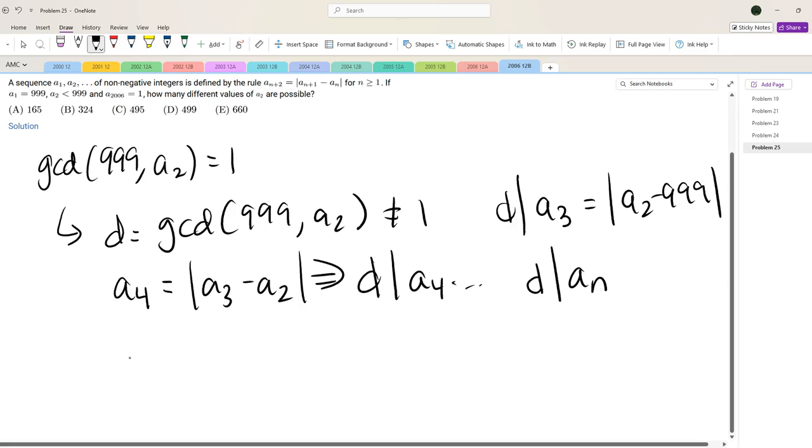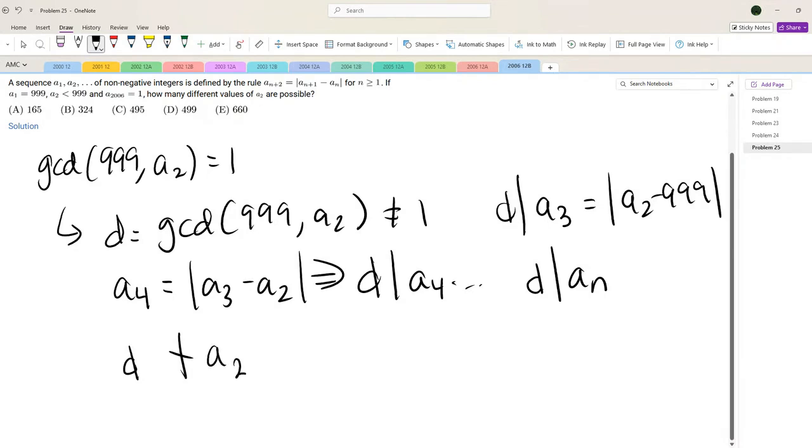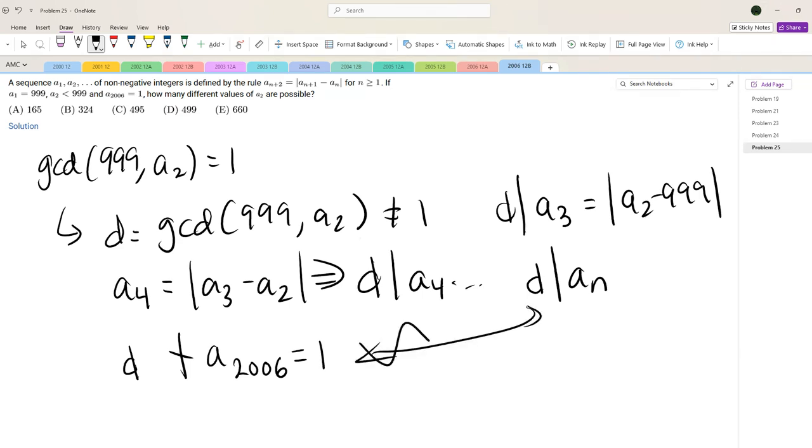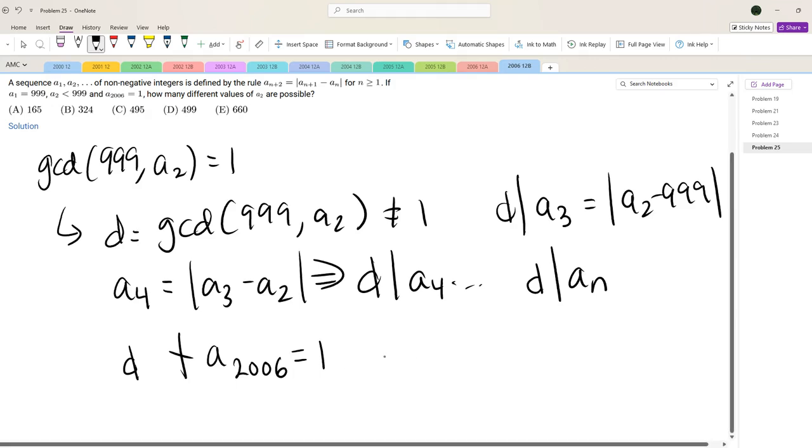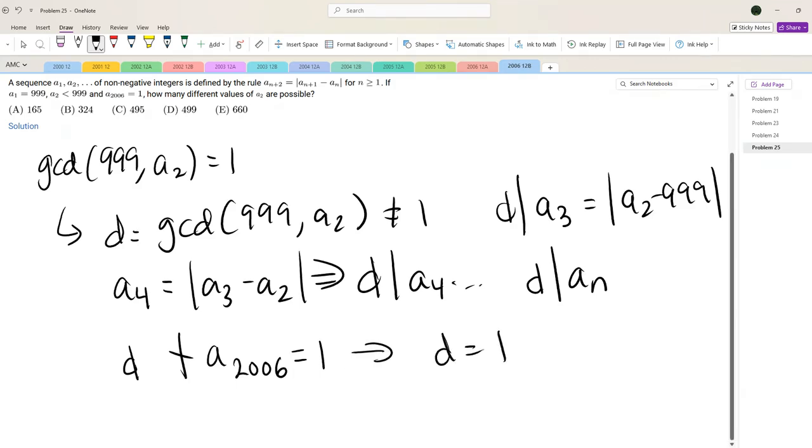And because D doesn't divide A2006, since A2006 is 1, that contradicts the fact that D must divide all the ANs. So we know that D must be equal to 1.